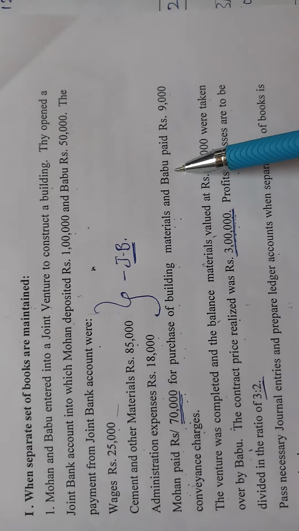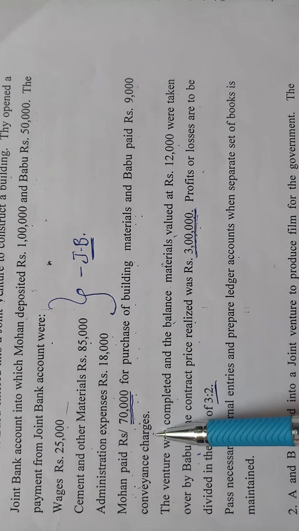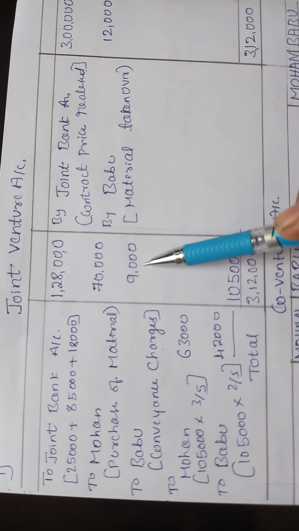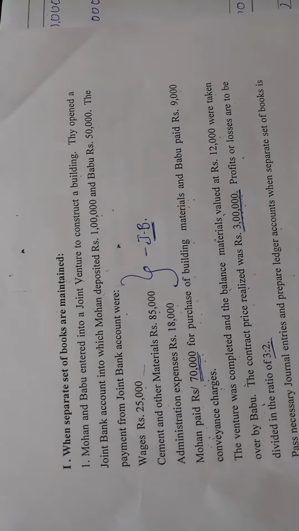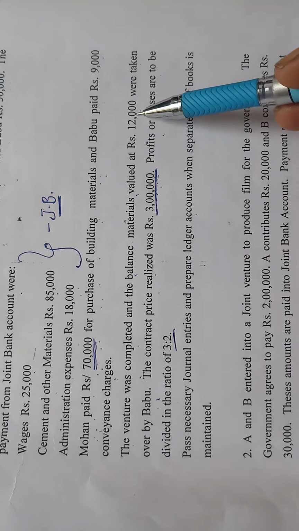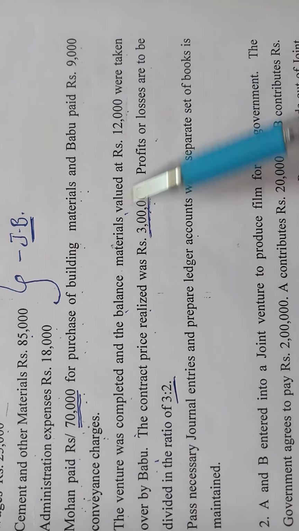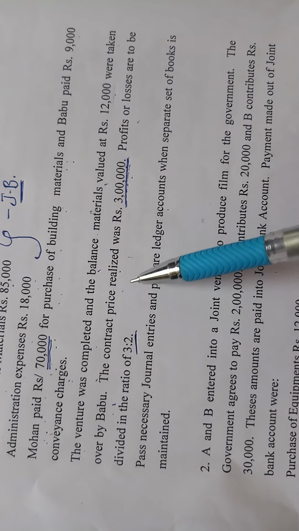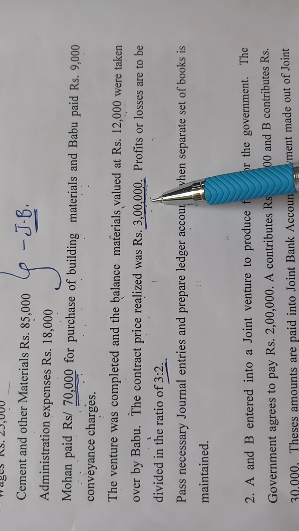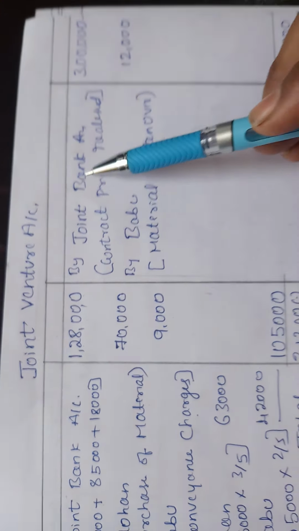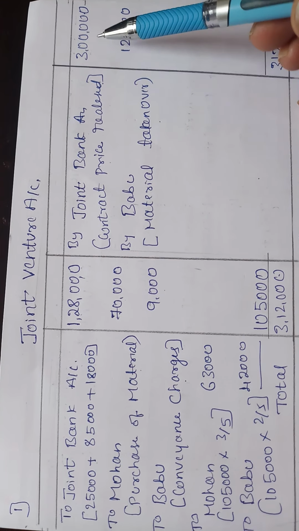In the same way, Babu paid rupees 9,000 for conveyance charges. So here we have to write the name of Babu: paid conveyance charges rupees 9,000. And the venture completed and the balance material was taken over by Babu, 12,000. So by Babu, material taken over 12,000. After that, contract price realized: we have received 3 lakh from the contract. So by joint bank account, contract price realized 3 lakh.